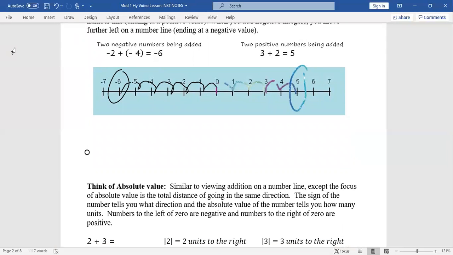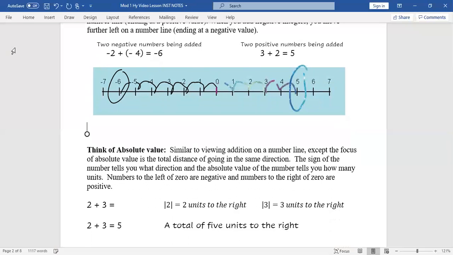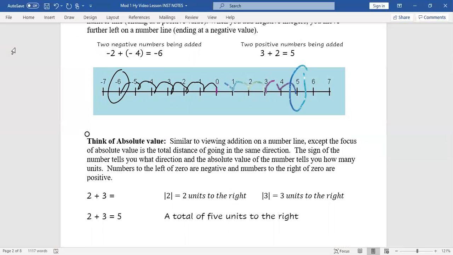Now the absolute value view of adding integers is very similar to the number line. The only thing that's different is that absolute value is representing the distance. So instead of just going further left, the negative sign of the number does tell you what direction it's going, but the amount of distance to the left is figured by the absolute value. So 2 plus 3 would be the absolute value of 2, which is 2, plus the absolute value of 3, which is 3, going to the right. So that's going to give you a positive 5.